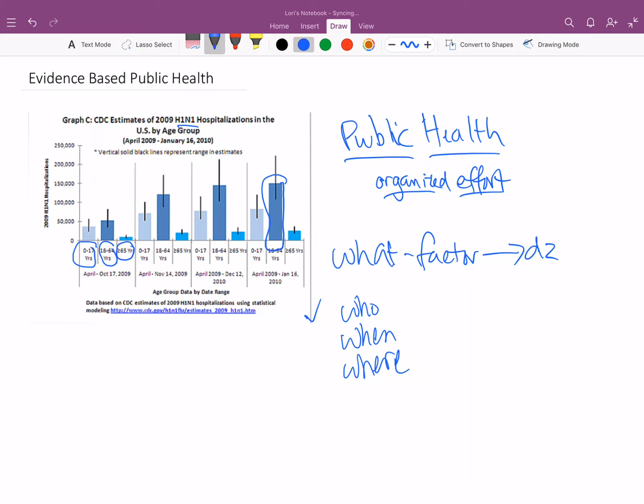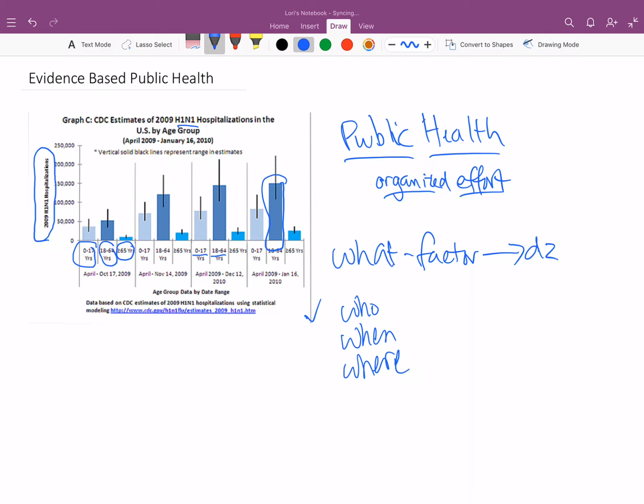Now it is the largest age group, and so then you have to look and see what it is that we're really putting this up against. Is it per 100,000 or is it a total number of people? And so obviously if we have an age group that goes from 18 to 64 years, that's a much wider range than the 0 to 17 years.